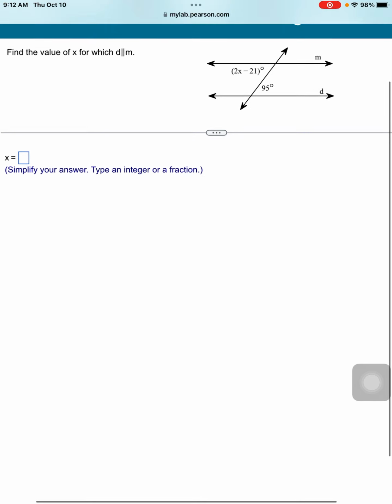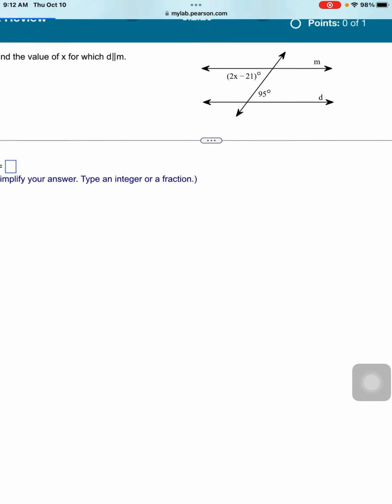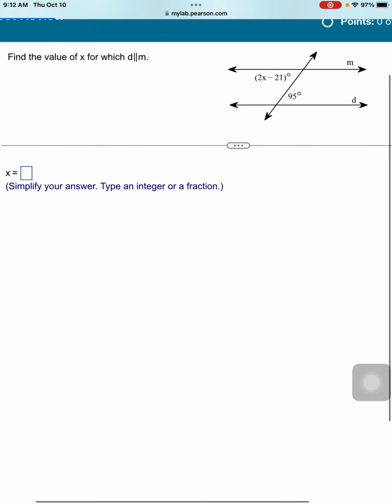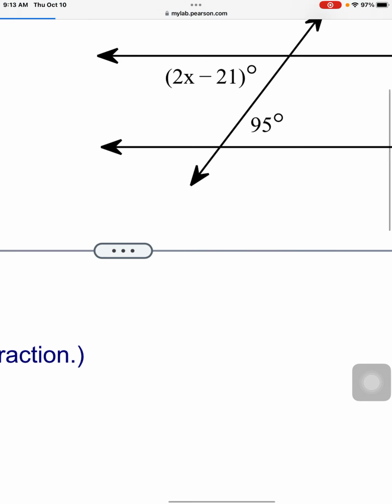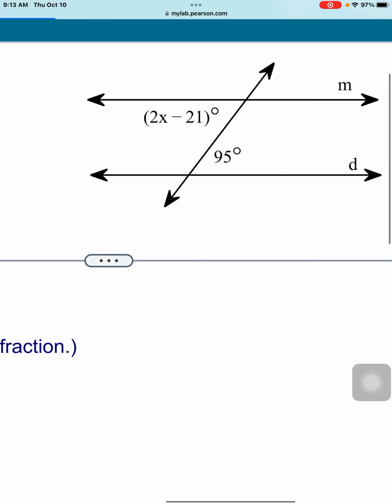Okay. Find the value of X for which D and M are parallel. So they're saying that they want me to find this value of X, whatever X is. And the only clue that they give me is that D and M are parallel. Well, if D and M are parallel, what do you think that tells me about these two angles? What relationship do these two angles have? First, I don't even care about D and M being parallel right now. Let's say that they didn't give us that. What do I know about these two angles? They're alternate interior angles, right?